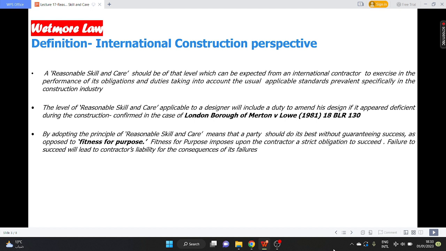Adopting the principle of reasonable skill and care means that a party should do its best without guaranteeing success, as opposed to fitness for purpose. Fitness for purpose imposes upon the contractor a strict obligation to succeed. Failure to succeed will lead to the contractor's liability for the consequences of its failures.